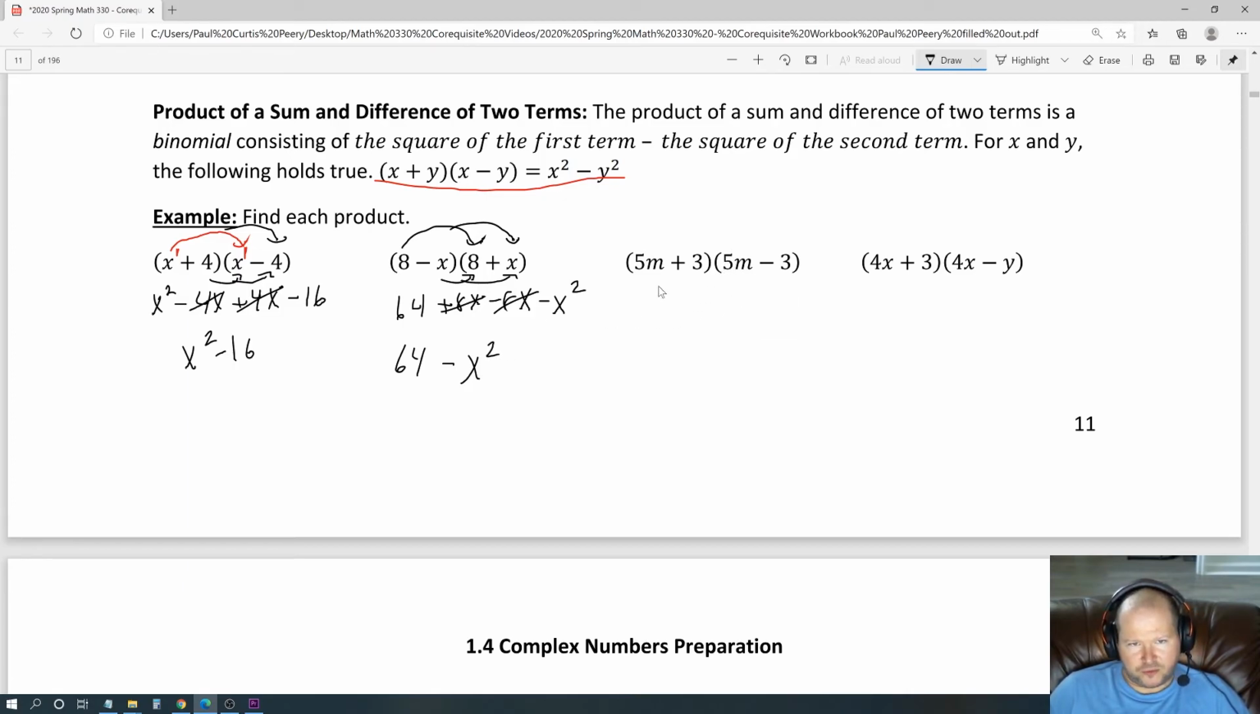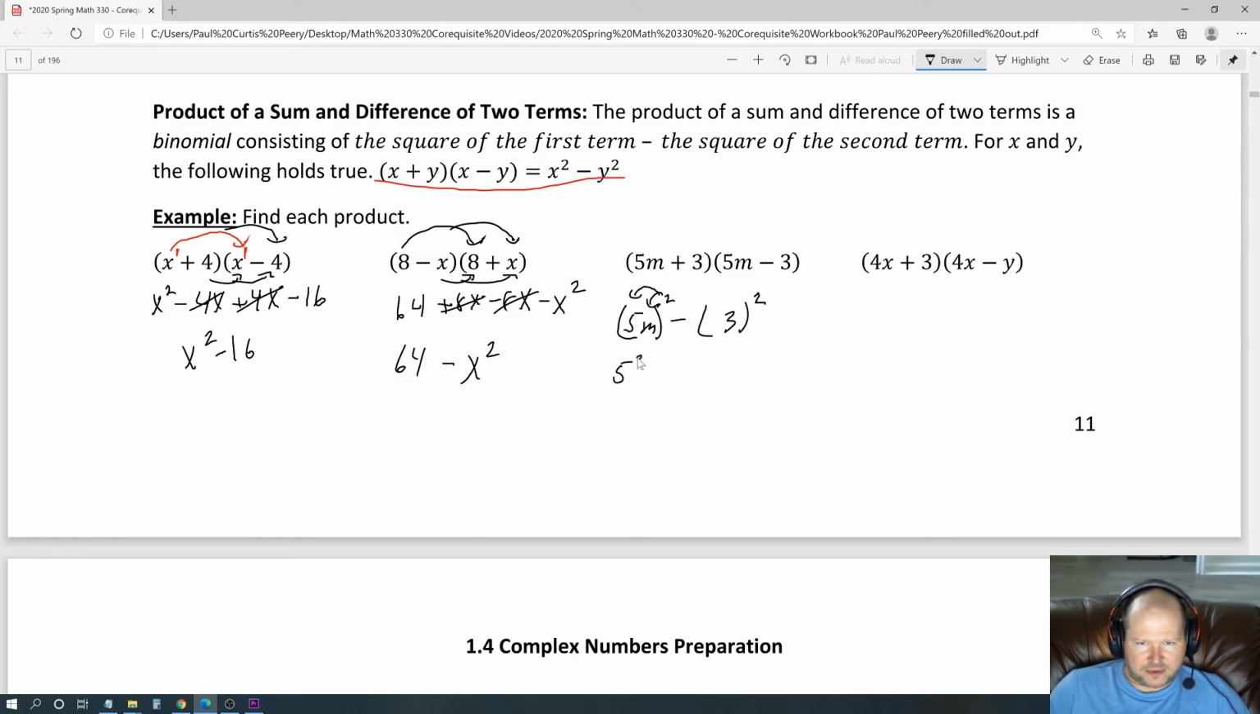Okay, so let's see if we can do it with the pattern without doing it the long way. So what we're going to end up with here is 5m squared minus 3 squared. If everything works out, that's what we should get. So now, this is a little bit different in that you actually need to multiply both the 5 and the m by themselves, right? So you're saying 5 squared.